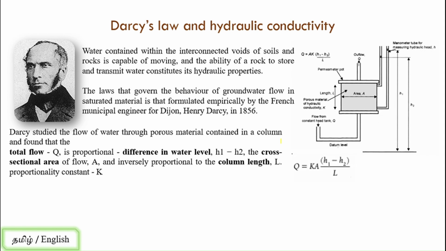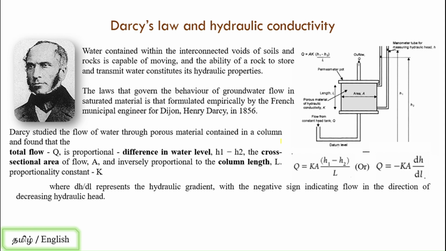So he derived the formula Q is equal to KA (H1 minus H2) by L, where you can consider K as the proportionality constant, and A, as mentioned earlier, is the area of cross section, H1 minus H2 gives you the head difference, and L is the length of this porous material. Or you can simply write it this way: Q is equal to minus KA dH by dL, where dH by dL represents the hydraulic gradient. So you can compare it this way: height difference by length is the hydraulic gradient, with a negative sign in front that indicates the flow is in the direction of decreasing hydraulic head.